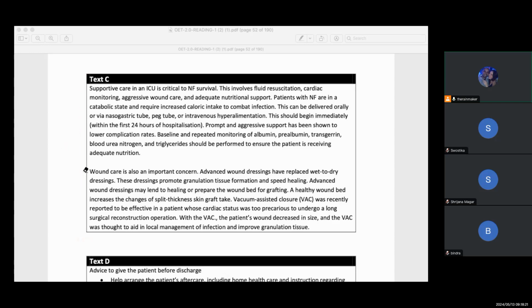Look at this. Supportive care in ICU is critical to NF survival. This involves fluid resuscitation, cardiac monitoring, aggressive wound care. So what happened? It is all care management. Let's call it the management paragraph. What are the important points here? You need to underline these dashes. You see the brackets, parentheses. Anything weird like split thickness. It's not weird, obviously, but any dash, colon, semicolon, if you notice, then you can just underline and put an asterisk or star or triangle or square, whatever you please.